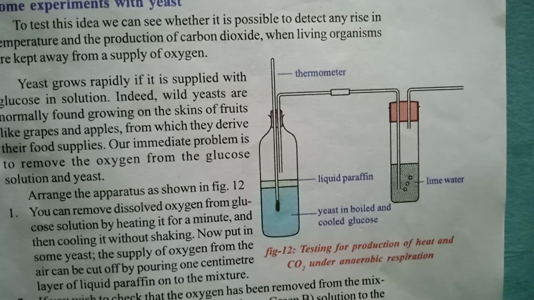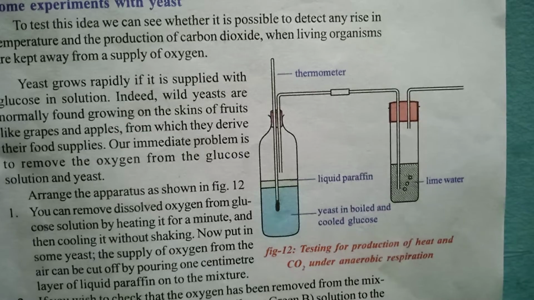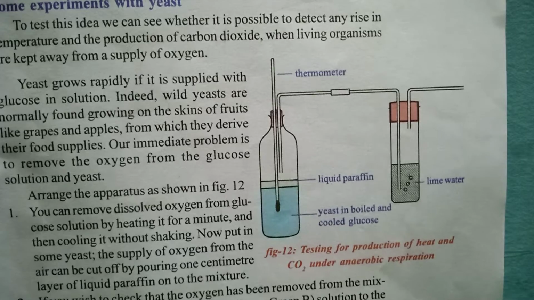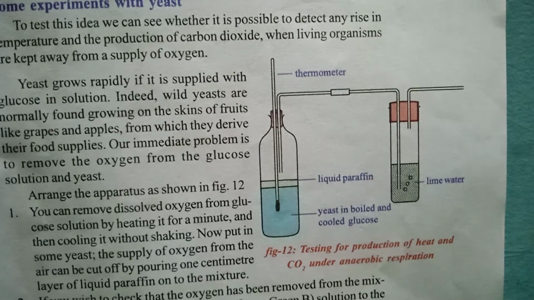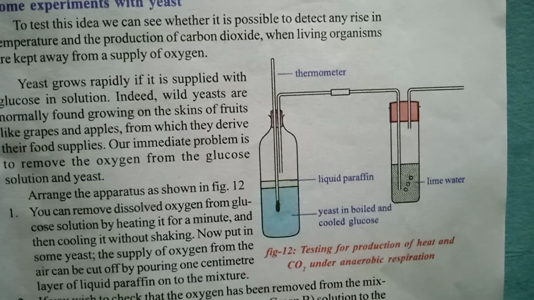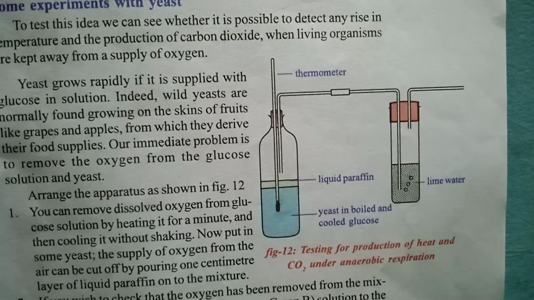For that alone we are taking liquid paraffin, and it acts as a layer, a barrier. It does not allow the diffusion of oxygen into the glucose solution. Later we need to fix the two hole rubber cork, and we need to insert what? A thermometer, and we need to take the record of the mercury level in the thermometer. Again we need to insert a delivery tube, with one end in the glucose solution and the other end in the test tube which is having lime water.